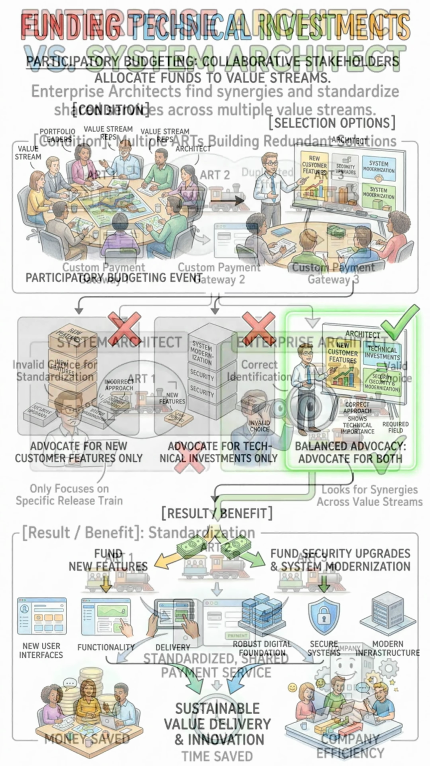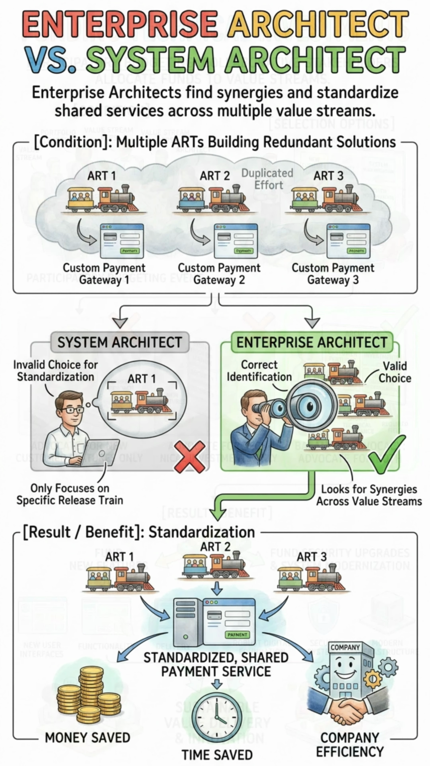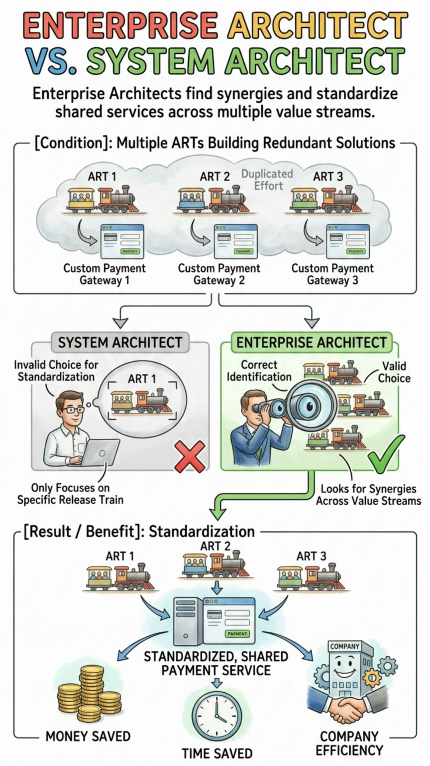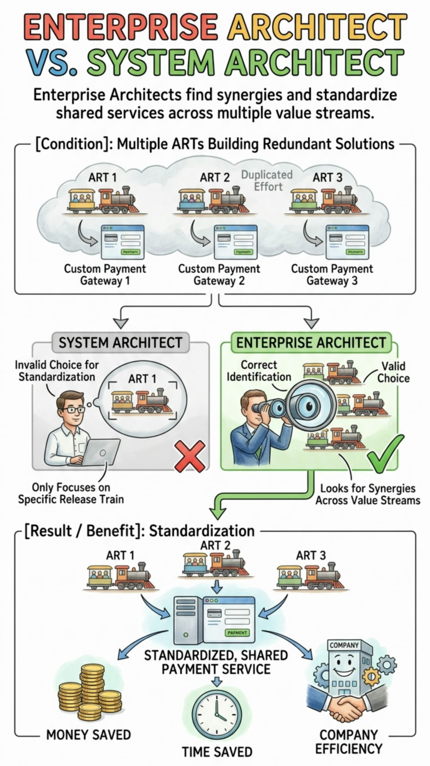At this level, the role of the enterprise architect becomes highly distinct from the system architect. While a system architect focuses on a specific release train, the enterprise architect looks for synergies across multiple value streams. You might notice that 3 different release trains are all building their own custom payment gateways. The enterprise architect steps in to standardize a single, shared payment service, saving the company massive amounts of time and money.